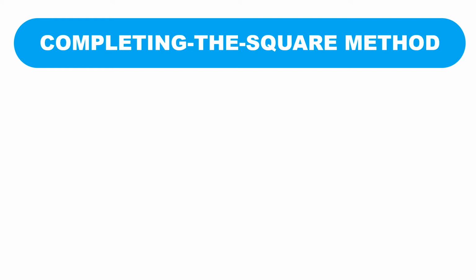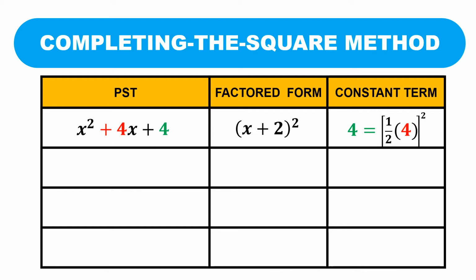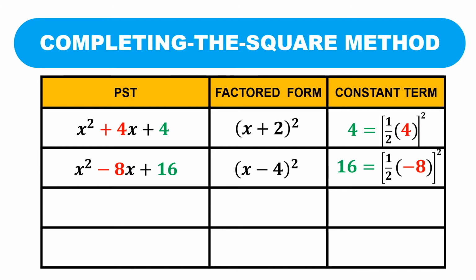The key skill in using this method is producing a perfect square trinomial, or PST for short. Let's investigate some quadratic PSTs and later see how we can use our observation in the completing the square method. In the PST x squared plus 4x plus 4, the constant term 4 is equal to the square of 1/2 times the coefficient of the linear term 4. In the PST x squared minus 8x plus 16, the constant term 16 is equal to the square of 1/2 times the coefficient of the linear term negative 8.